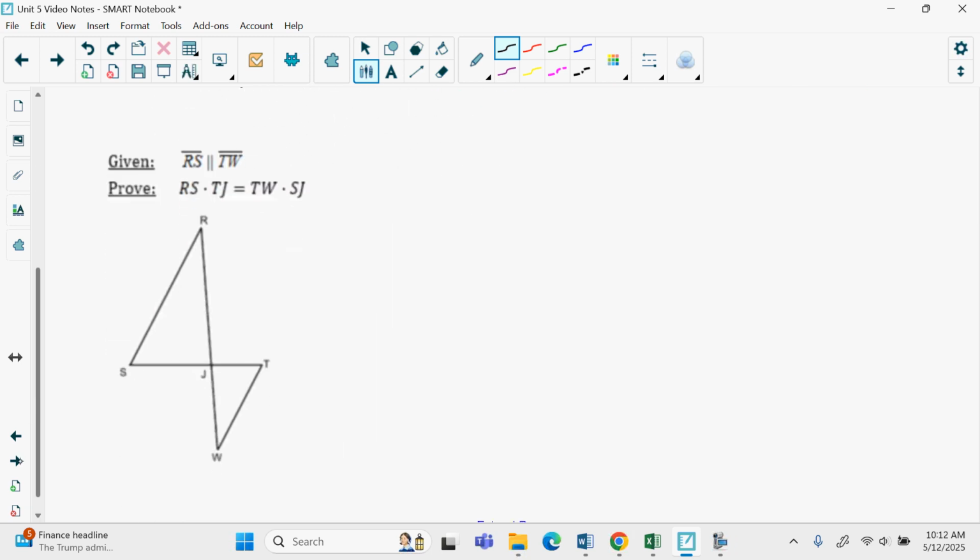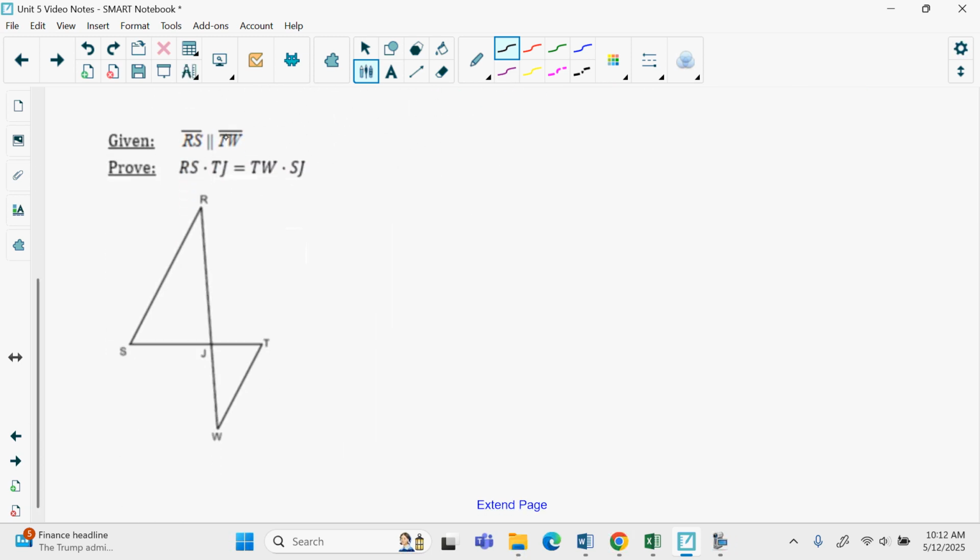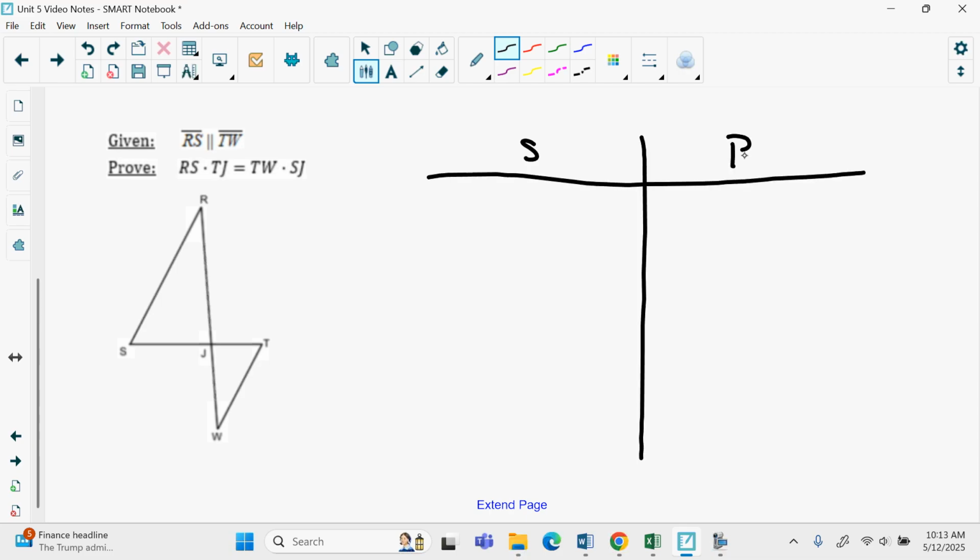So here's an example of how a similarity proof works. I've got these 2 triangles in this figure. I have RS is parallel to TW, and I want to prove that 2 sides multiplied together is equal to another 2 sides. So let's get ready here. We'll make a statements and reasons column and get going.